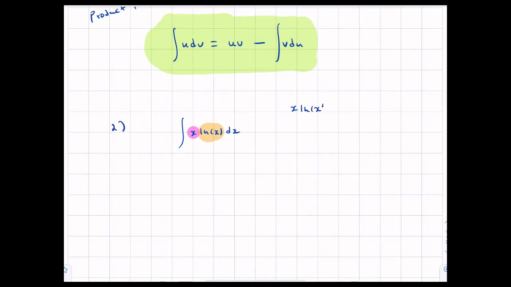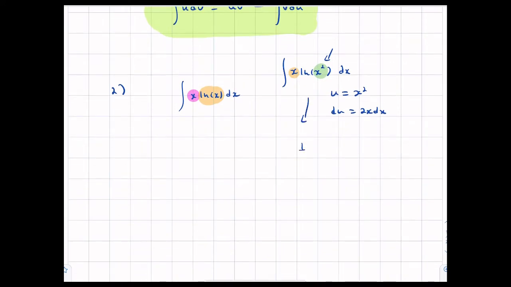If I had x ln of, say, x squared, for instance, that I was trying to integrate dx, well, I'd see that here I have something which is the derivative of the thing that is being plugged into the ln function. So I have a function of a function times a scalar multiple of the derivative of that function. I could say u is x squared, du is 2x dx, and I could rewrite this as 1 over 2 integral, with a slightly nicer integral sign, integral of ln of u du.